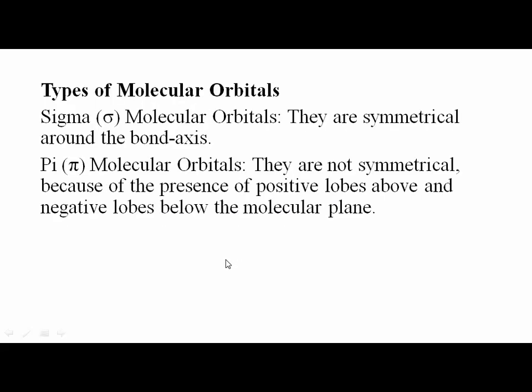Just as in atomic orbitals we have types, the same in molecular orbitals we have types: sigma molecular orbitals and pi molecular orbitals. Sigma molecular orbitals are symmetrical around the bond axis. Pi molecular orbitals are not symmetrical, because of the presence of positive lobes above and negative lobes below the molecular plane. So we write them as sigma molecular orbitals and pi molecular orbitals. They are represented like that. Okay, fine.